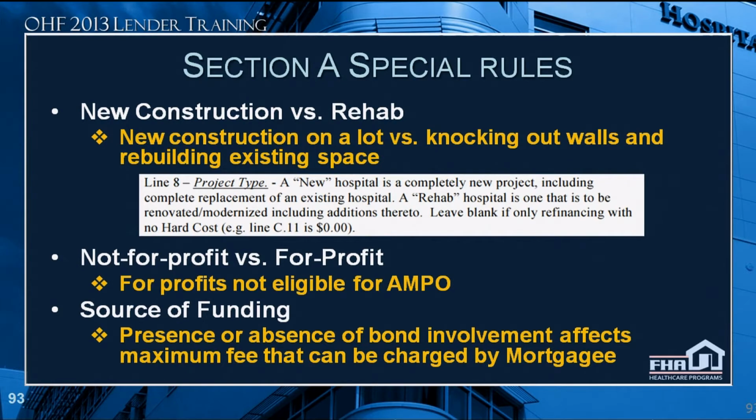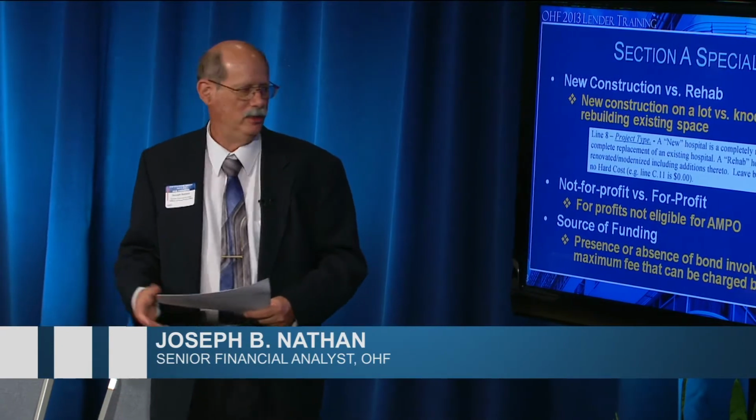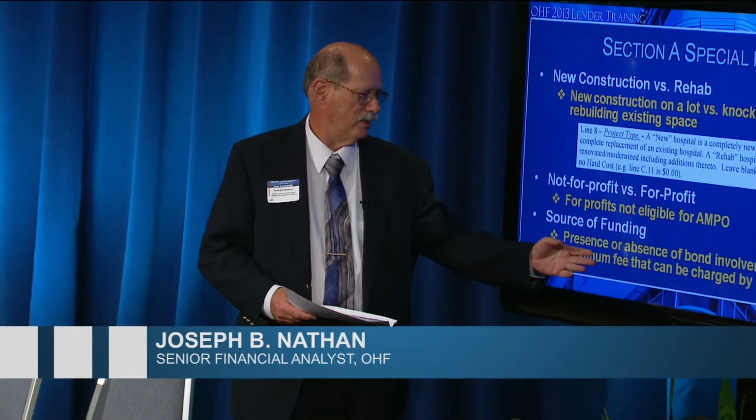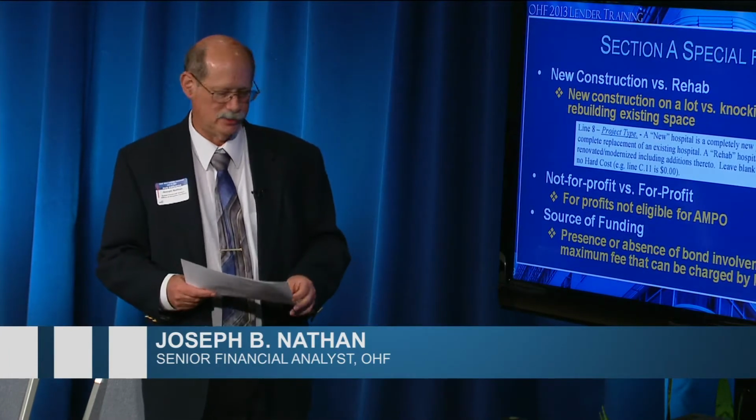Not-for-profits, and why is this used? It's used to help determine the amount of contingency that's allowed. That's the net effect of it in the end. Not-for-profit versus for-profits affects the AMPO in there, and so that's why we've asked for that. And the source of funding, I've really already talked about that in there. So let's go ahead and go to the next slide.